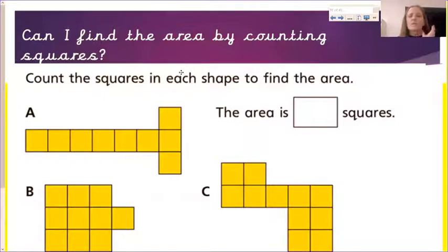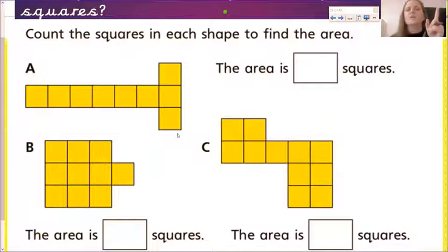Right, so let's do this together. It says, count the squares in each shape to find the area, remembering that each square is 1 centimeter squared. We are going to count the squares, and that is going to be the area.